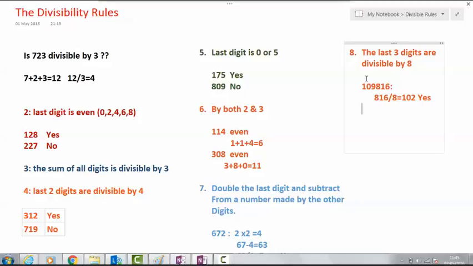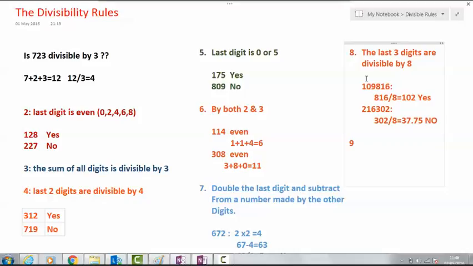Is 216,302 divisible by 8? 302 divided by 8 is 37 and 3/4. So the number is not divisible by 8.